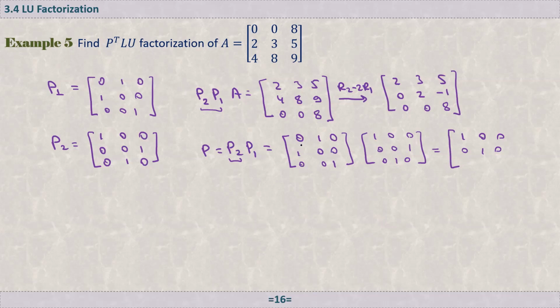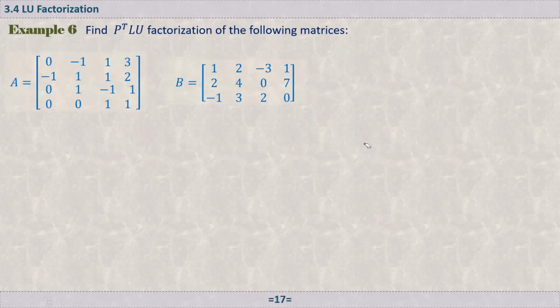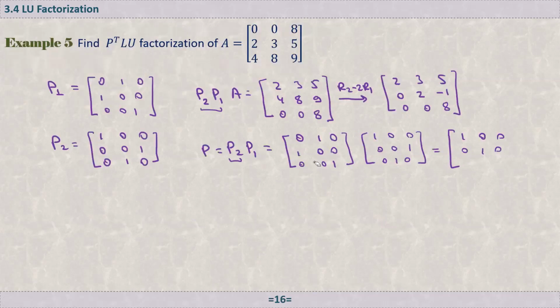Okay, no, P2, why did I? Okay, first here we have P2. 1, 0, 0, 0, 0, 1, 0, 1, 0. And here we have P1. 0, 1, 0, 1, 0, 0, 0, 0, 1.